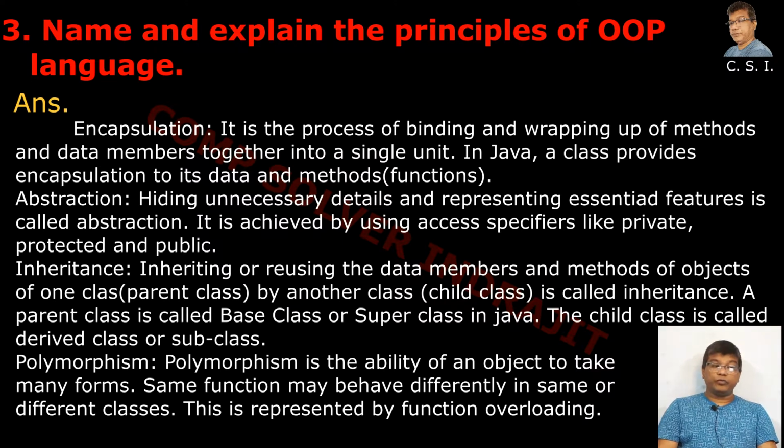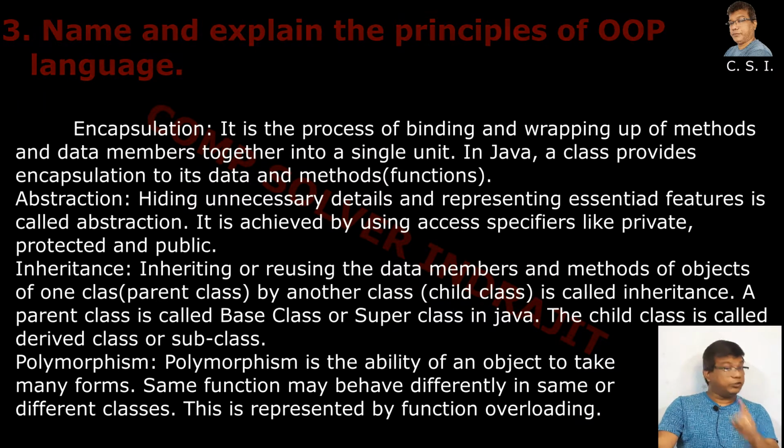Next point, polymorphism. Polymorphism is the ability of an object to take many forms. The same function may behave differently in the same or different classes. This is represented by function overloading. It's very, very important.